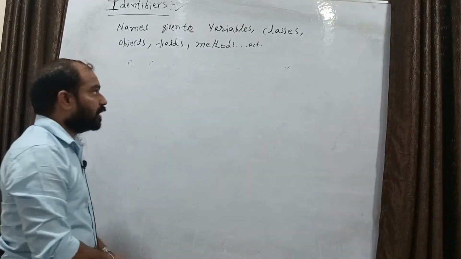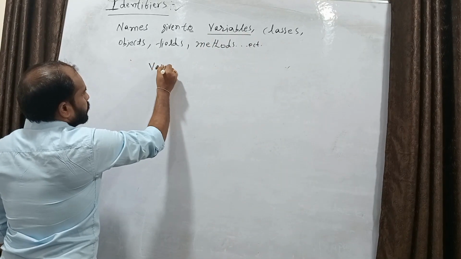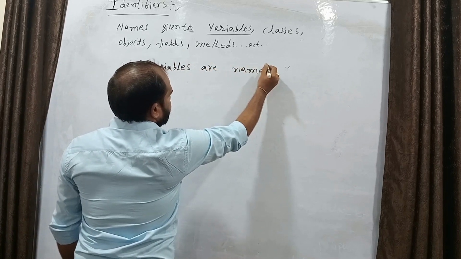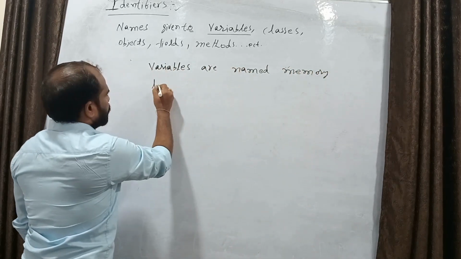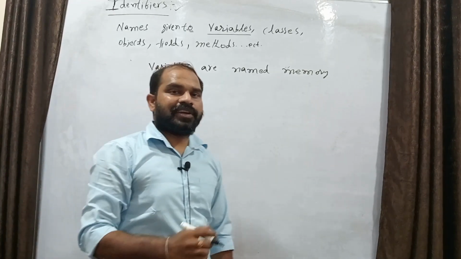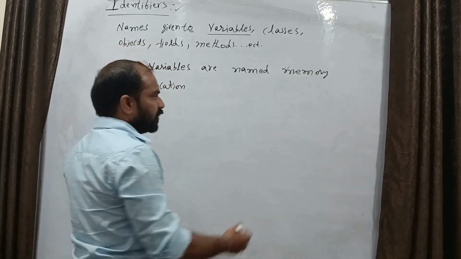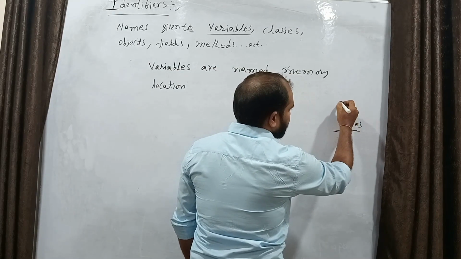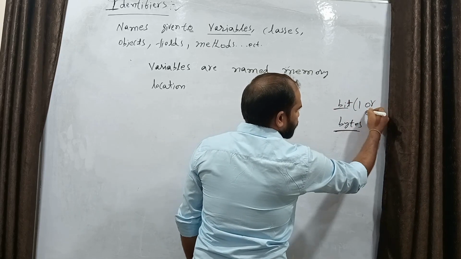Okay, next coming to variables. What is a variable? Variables are named memory locations, because we are going to store data related to the program, or data which is going to be used in the program, in the memory. So what are the units of memory? Bytes, right? What is the starting basic unit? The basic unit is the bit, which is generally 1 or 0.